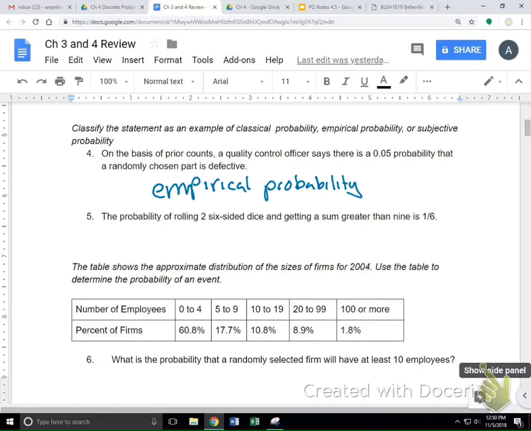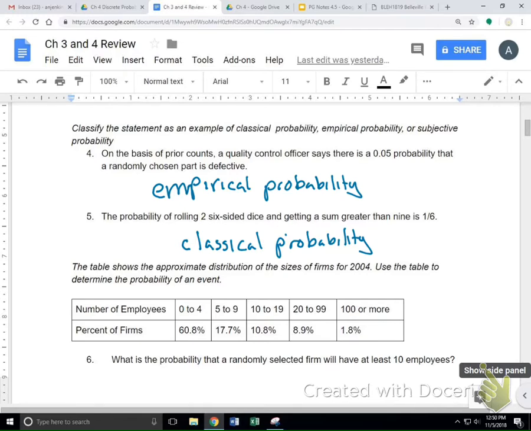The next one is the probability of rolling a die or dice and getting a sum greater than 9 is 1/6. This is based on classical probability. We know the chance of rolling each side of the die is just 1/6, so based on classical probability, we're able to say that.